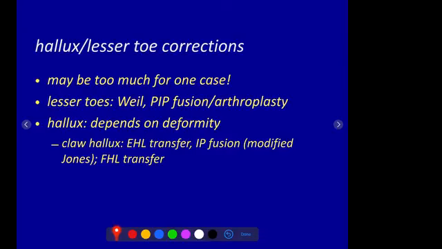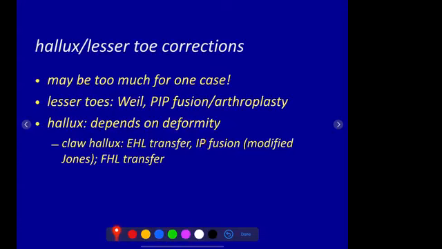Some people are very fast surgeons, and they're able to do everything in about 2.5 hours, where they also do the lesser toes and the hallux at the same time, where you can do a modified Jones procedure where you transfer the extensor hallucis longus and fuse the IP joint. I usually stage this because I find that I'm not fast enough to do all of them at a go.